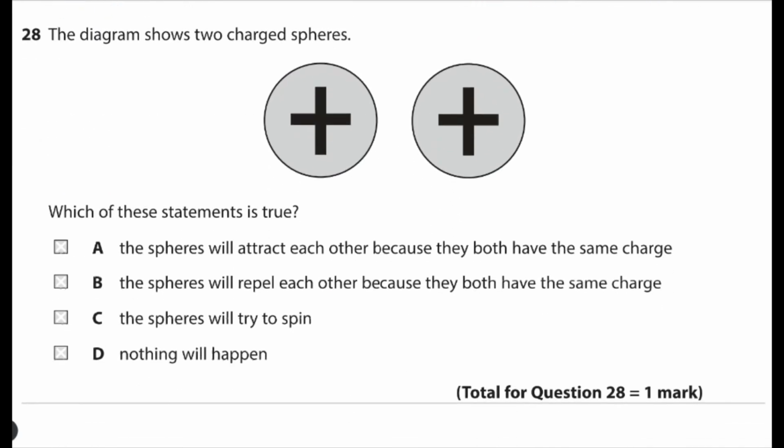28th one, the diagram shows two charged spheres. Which of these statements is true? You can see both of them are positively charged. So we know that like charges will repel. The spheres will repel each other because they both have the same charge. That answer is correct. Answer is B.